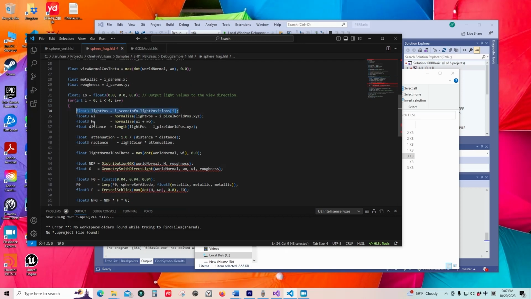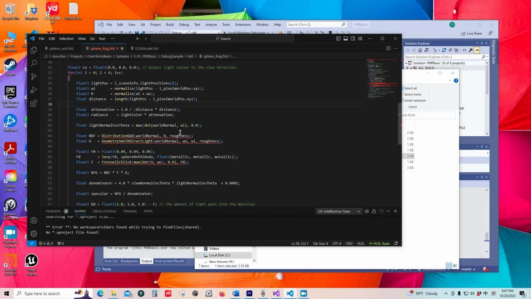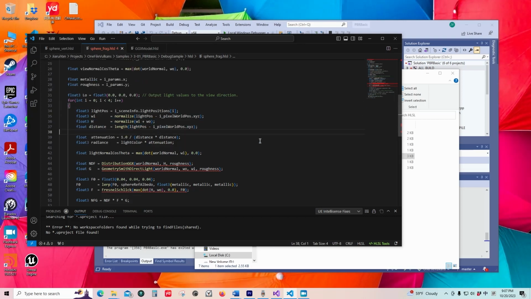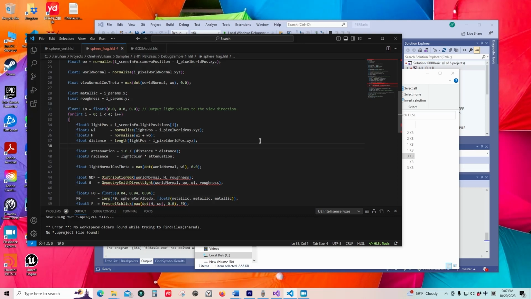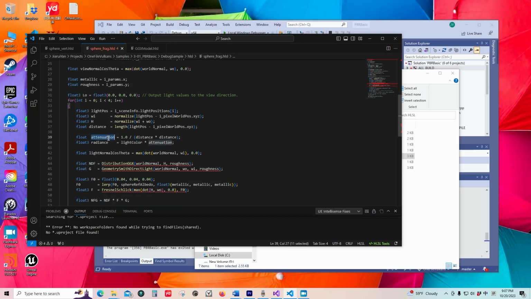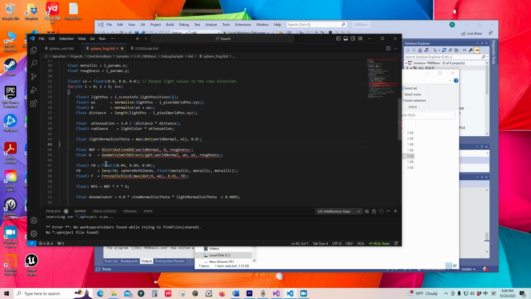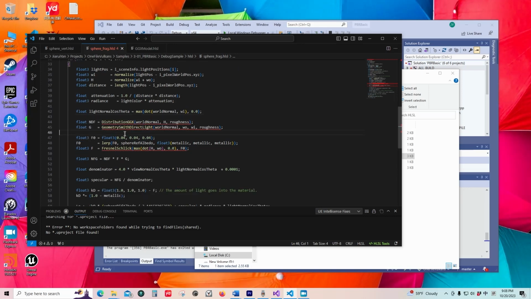We get the light position here, and we get the light input direction. We have the normal direction with the H. This is the vector between the Wi and Wo. You can think of it as a normal. The distance is used to decrease the intensity of the light. It's some sort of attenuation, so that's basically it.